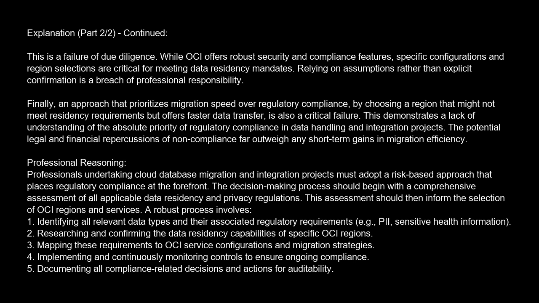A robust process involves: 1. Identifying all relevant data types and their associated regulatory requirements, e.g., PII, sensitive health information. 2. Researching and confirming the data residency capabilities of specific OCI regions. 3. Mapping these requirements to OCI service configurations and migration strategies. 4. Implementing and continuously monitoring controls to ensure ongoing compliance. 5. Documenting all compliance-related decisions and actions for auditability.